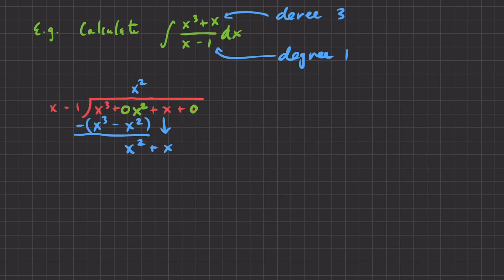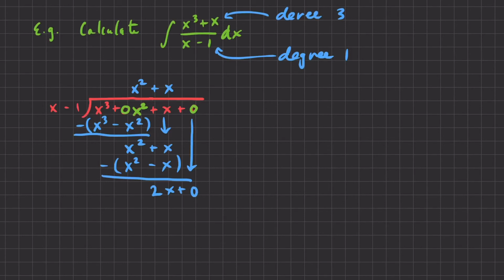And I do the same thing again. I say, how many times does x go into x squared? Well, exactly x times. And now I have to find the remainder. So x times x is x squared. Negative 1 times x is negative x. And now I do the subtraction. So x squared minus x squared is nothing, so I won't write anything. And x minus negative x is 2x. And finally, I bring down that 0. So I've got 2x plus 0.